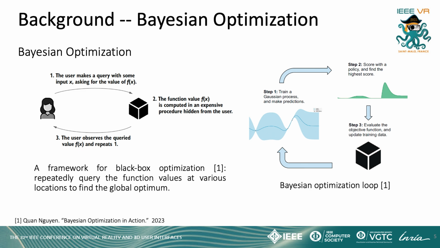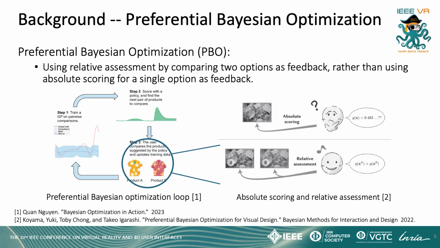This figure shows a framework for solving the black box optimization problem, where we need to repeatedly query the function values at various locations to find the global optimum. Bayesian optimization follows this framework. A variation is preferential Bayesian optimization, which uses relative assessment by comparing two options as feedback, rather than using absolute scoring for a single option as feedback. It is easier for people to do comparison feedback rather than absolute scoring.